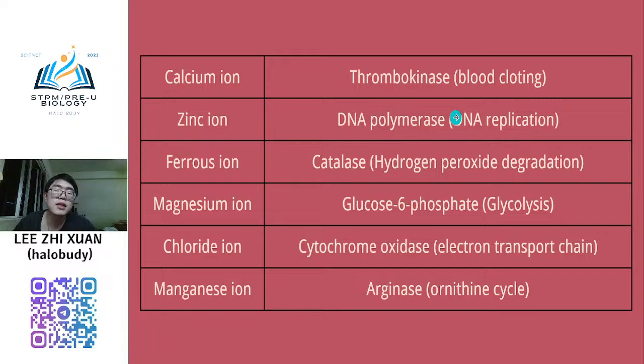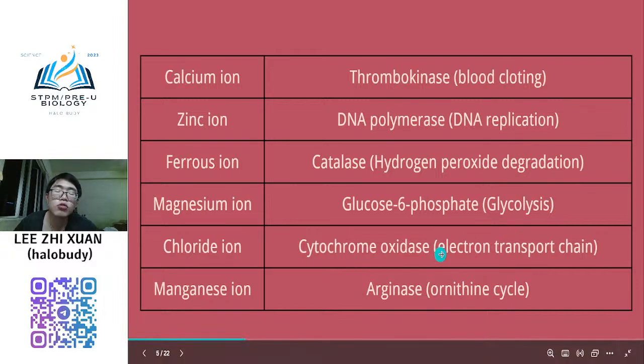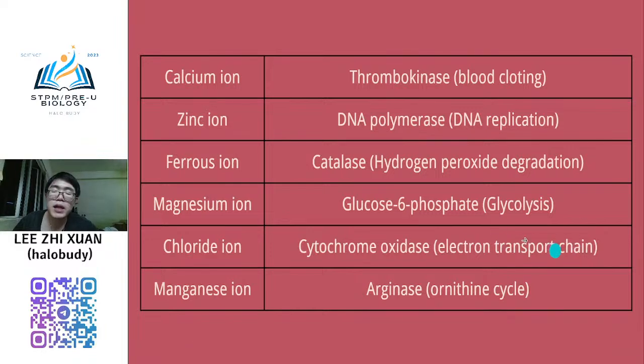This one you learn in Sem 3. So seniors will know it, but juniors maybe not, so you just memorize it. Ferrous ion is for catalase, which is normally hydrogen peroxide degradation. Hydrogen peroxide is a toxin to humans, so this is toxin degradation. Magnesium ion is for glucose 6 phosphate, which is glycolysis, which you already learned. Chloride ion is for cytochrome oxidase, which plays a role in the ETC.